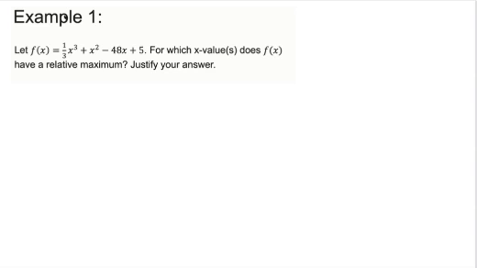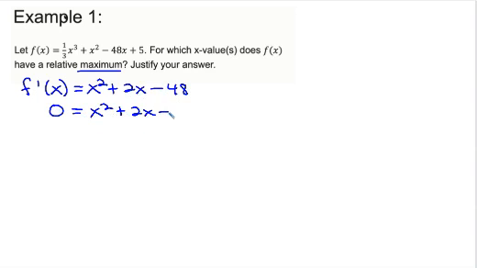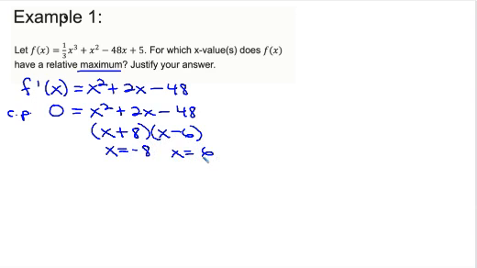Let f of x equal this function. For which x value or values does f of x have a relative maximum? So the first thing we should do is find the derivative, which is x squared plus 2x minus 48. Let's set it equal to 0. That's what we always do. We are looking for critical points when we do this. Okay, this is our critical point step. This thing factors nicely into x plus 8 and x minus 6. So that means our solutions are x equals negative 8 and x equals positive 6.